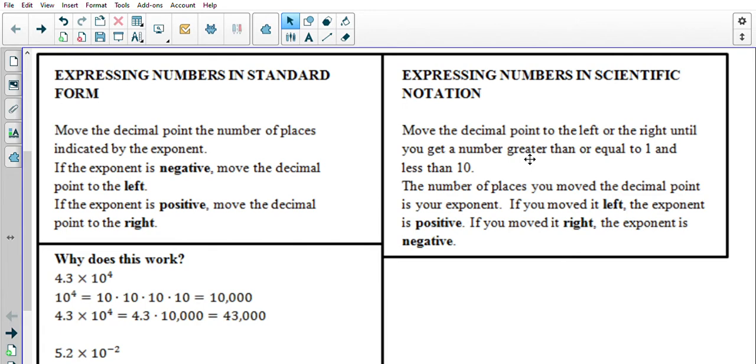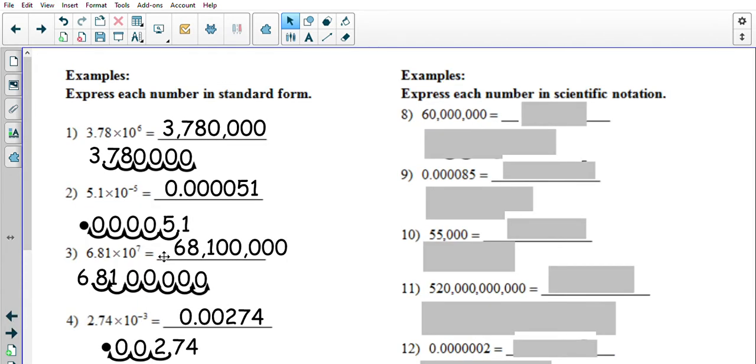If you moved it left, the exponent will be positive because that meant you had a big number. If you move the decimal point to the right, the exponent will be negative because it meant you had a small number, like a 0.00 kind of number. So let's start with 60 million here, and you're going to notice how I set this up.